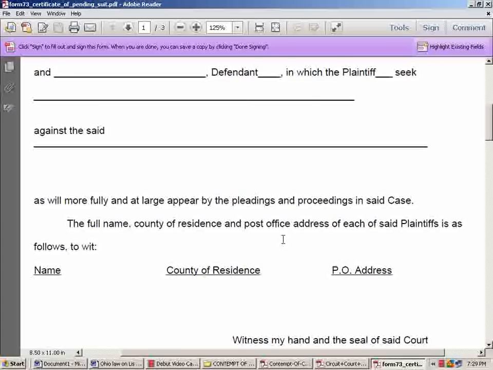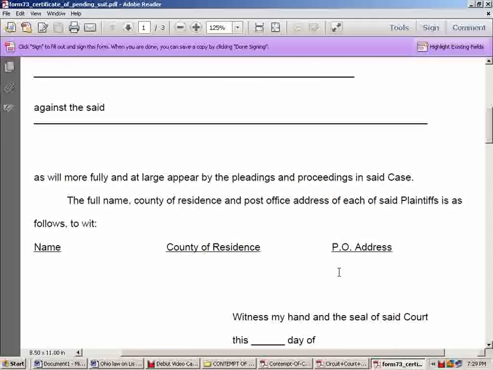The full name, county of residence, and post office address of each of the said plaintiffs is as follows, to wit: name, county of residence, P.O. address. Now again, what is the P.O. address? Post office address is not the physical address of your house. It has nothing to do with your house number or street. It's a P.O. address.